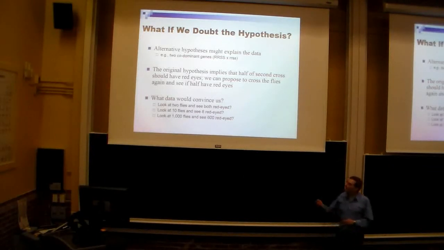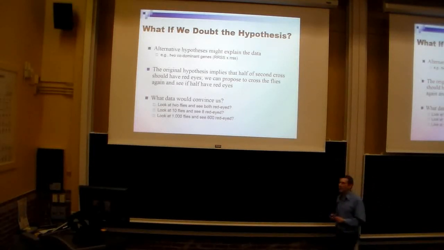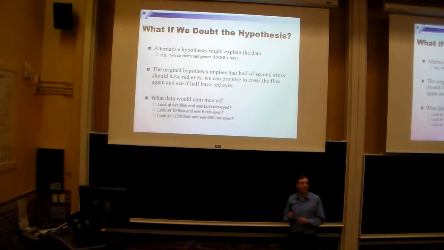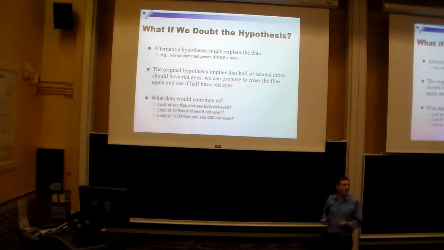Right, so there also, there's a pretty reasonable chance that you would see 8 out of 10 with red eyes, even if there was actually a 50-50 chance that each fly independently had red eyes. So that's probably not convincing evidence. What about if we looked at 1,000 flies and 600 of them had red eyes? Would that be convincing proof that this isn't a simple Mendelian dominant trait? Yeah, so actually in that case, that would be convincing proof.